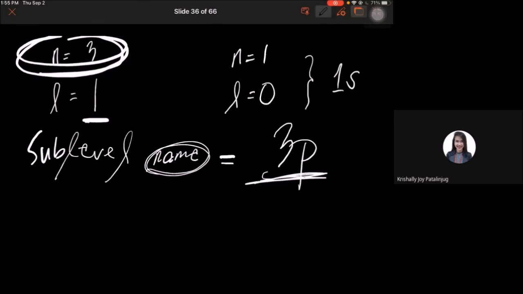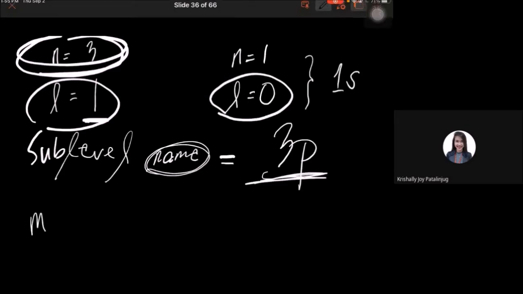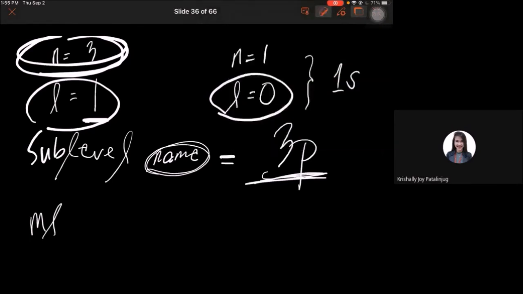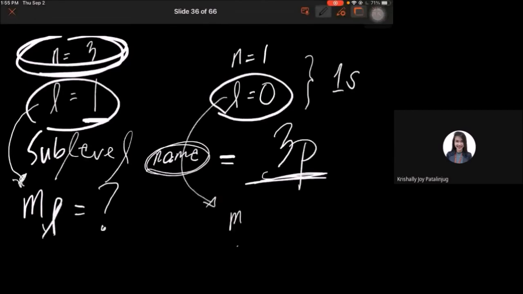Sige. So, with this, you can continue on your notes. What are the M sub L values here? That is your assignment already para masanay kayo. I repeat. You can continue at home. You find out the M sub L kapag L is 1. You find the M sub L kapag L is 0. Para masanay kayo.